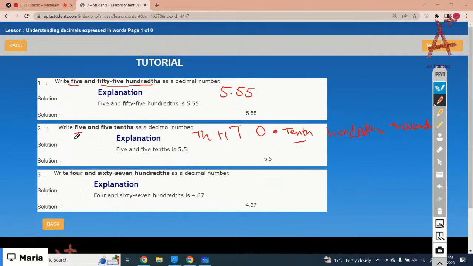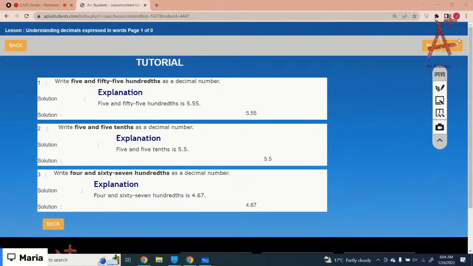So let's start with the first, this one, 5 and 5 tenth. 5 is at the ones position and 5 tenth means you have to write it at the tenth position, so it would be 5.5. Got it? Okay, then 4 and 67 hundredths. It would be like this. Got it? Okay, let's just start with the test questions.